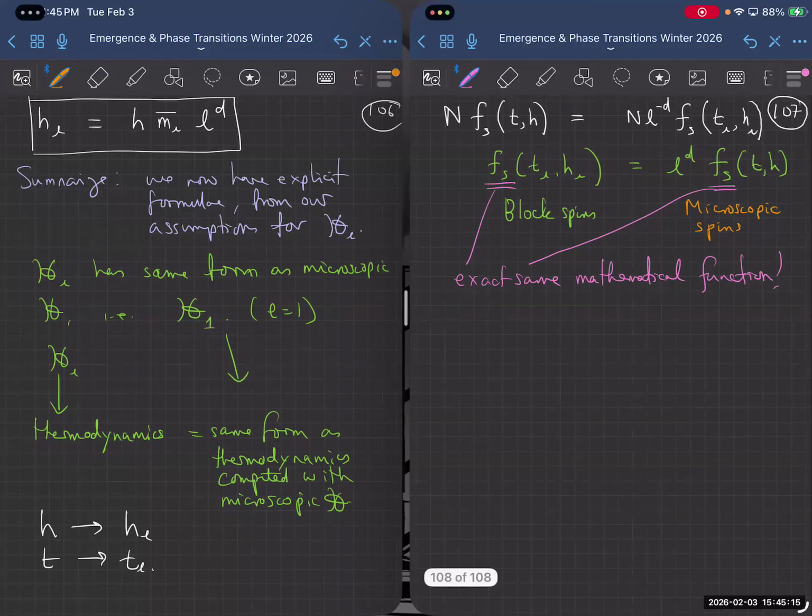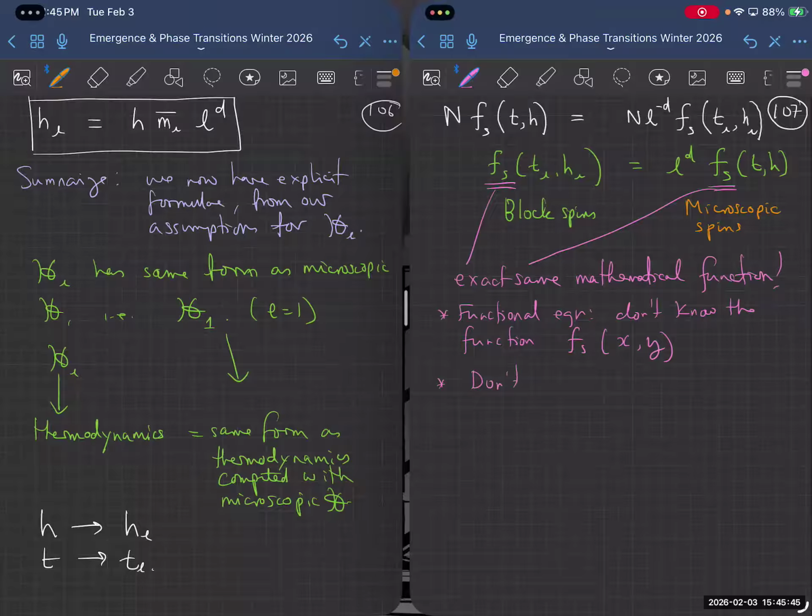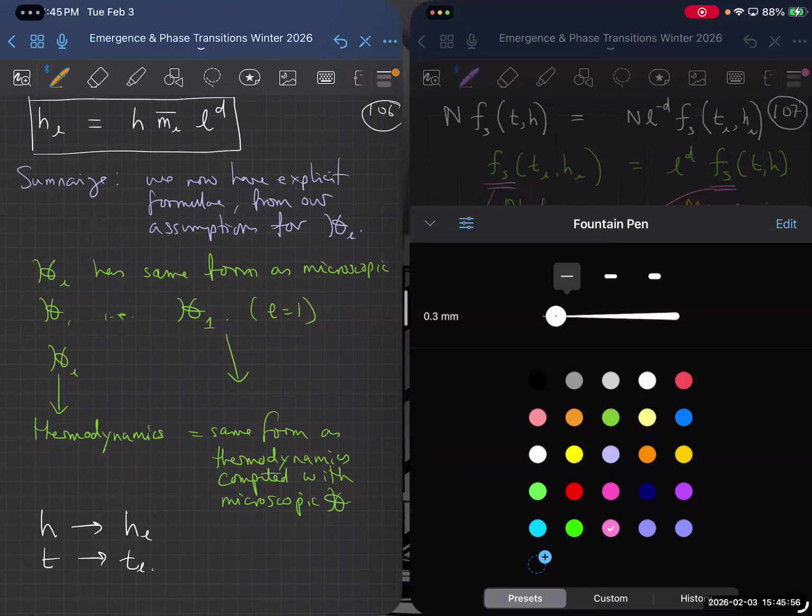So this is a functional equation. And we don't know what the function Fs is. Function Fs has two arguments, let's call them x and y. We don't know that function, and we don't know the functions T_L and H_L. We know how they're defined, but we don't know what those functions are. Okay, so now the next step is assumption number 2.